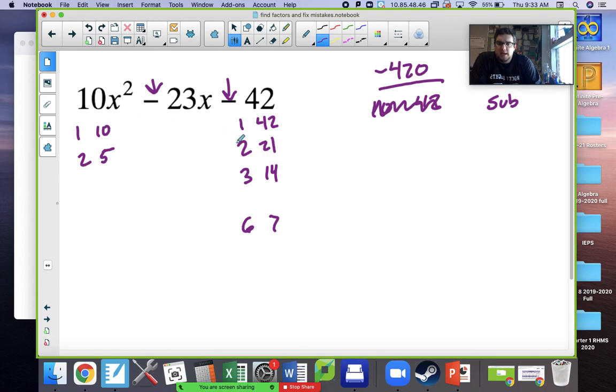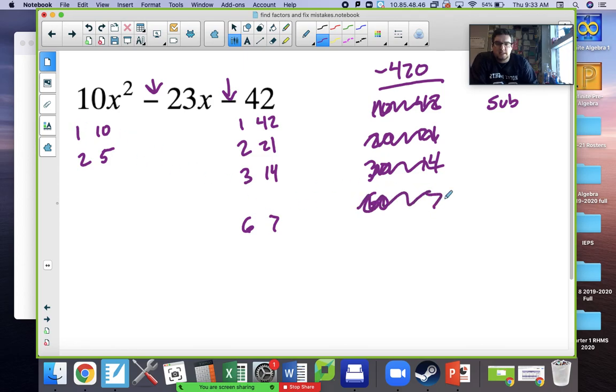So maybe it's 10 and 2. That's 20. The other one's 21. Not a big enough gap. 10 times 3, 30. 1 times 14. Getting closer. 10 times 6. 1 times 7. So that's not it either. We could go back through 10 times 7. So that's 70 and 6. That doesn't work. 10 times 14, way too large. 10 times 21, way too large. 10 times 42, way too large. So we've eliminated this as a possibility. Only 5 tries in.